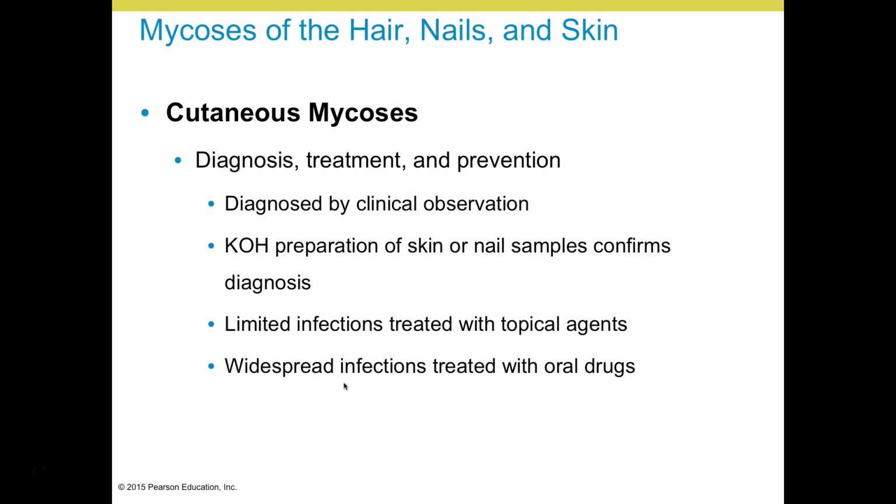What is the diagnosis and treatment? Well, clinical observation first, right? Most of the time, there's a potassium hydroxide preparation of skin or nail samples to confirm what type of infection or what type of mycosis. It is sometimes used with topical agents, but that is very unlikely because the infection is widespread. Then they use oral drugs, which, by the way, are very damaging to the liver.